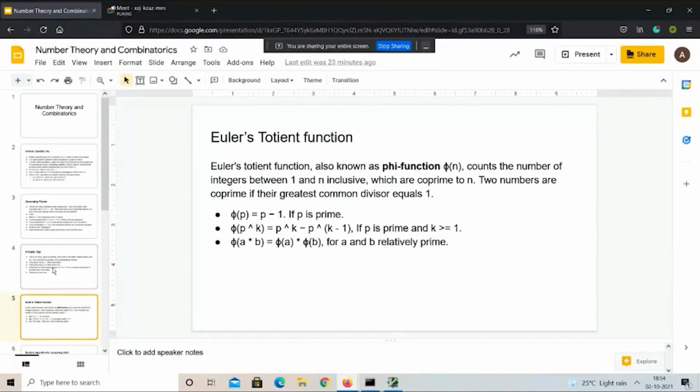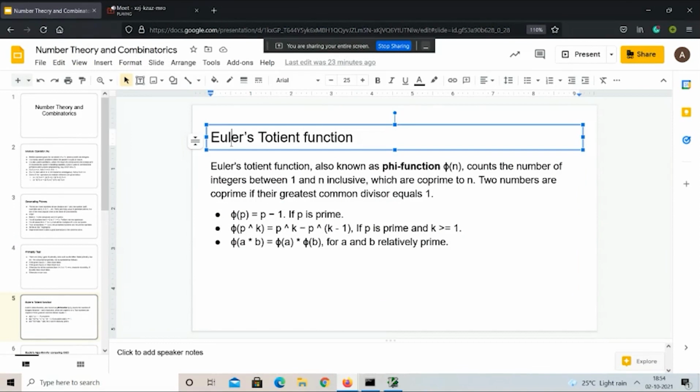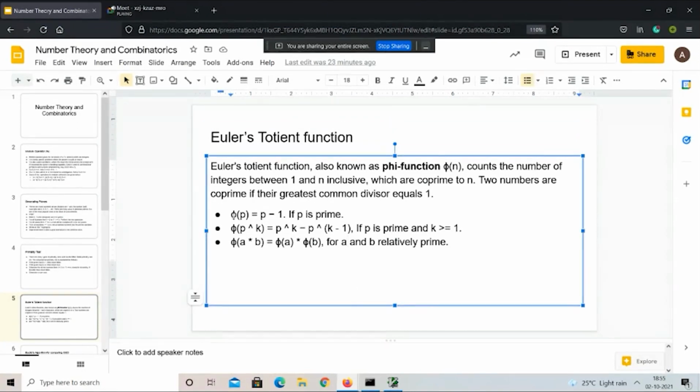Now Euler's totient function. Pronounce it as Euler's. Euler's totient function is also called the phi function. It counts the number of integers between 1 and n which are co-prime to n. Co-prime means their greatest common divisor or HCF is 1. So you can just take a screenshot of this. If p is prime, then phi of p raised to k is p raised to k minus p raised to k minus 1. This is the basic theorem. You just need to memorize this. If you go for the proof, it's going to be a lengthy job. So just remember these things.